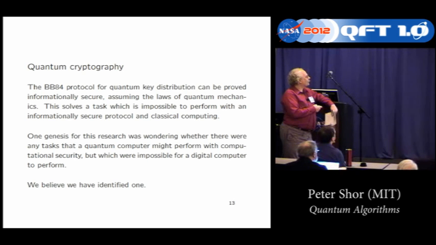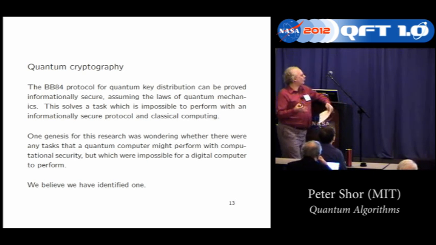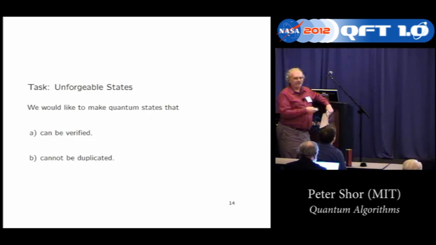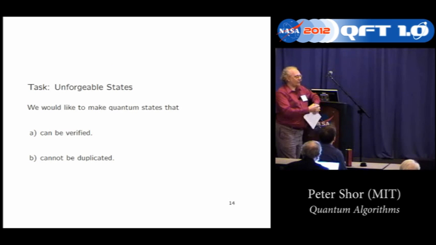So one of the things I was wondering was whether there were any tasks that a quantum computer might be able to do with computational security, but were impossible for a digital computer to perform. And quantum money was an idea of such a task, and I think we now have proposed a cryptosystem for quantum money. We have no idea whether anyone will be able to break it, but I think it looks pretty hard to break. So the task is unforgeable states, to be a little more concrete than, say, quantum money.